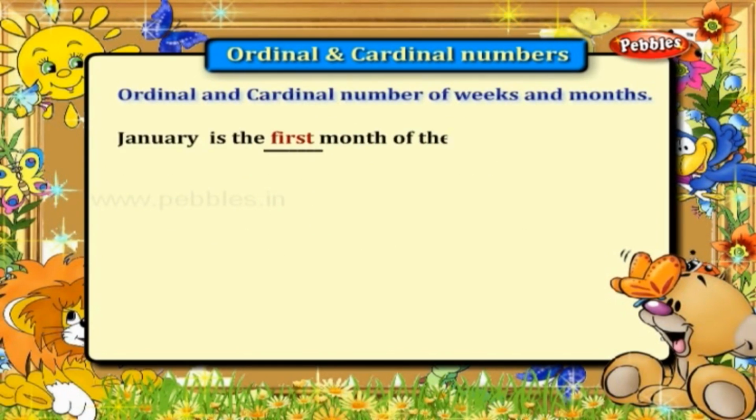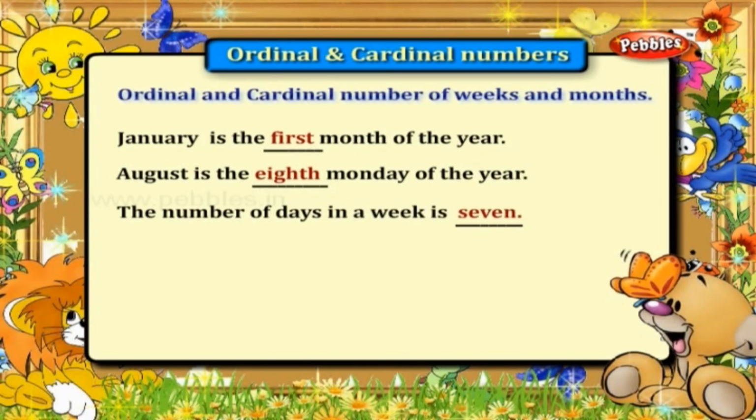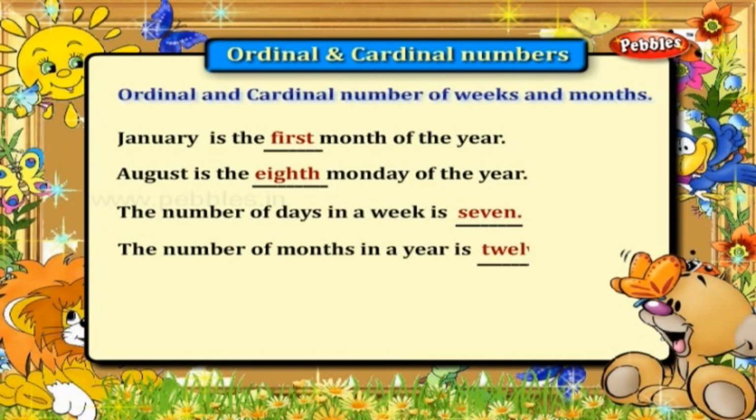January is the first month of the year. August is the 8th month of the year. The number of days in a week is 7. The number of months in a year is 12.